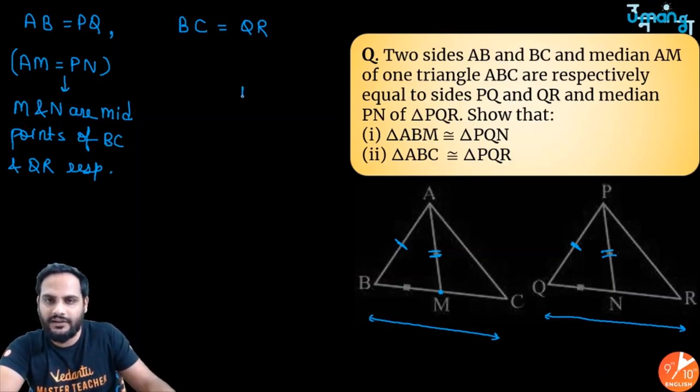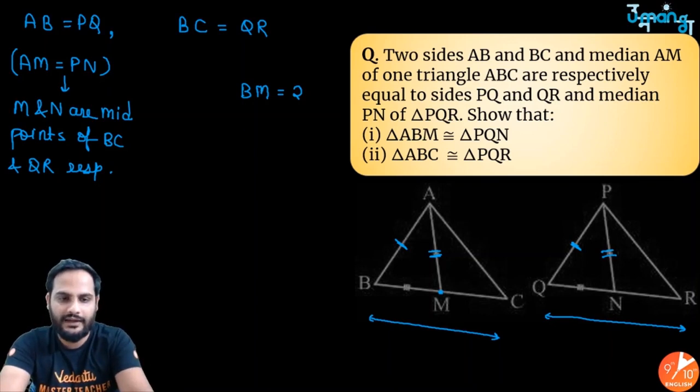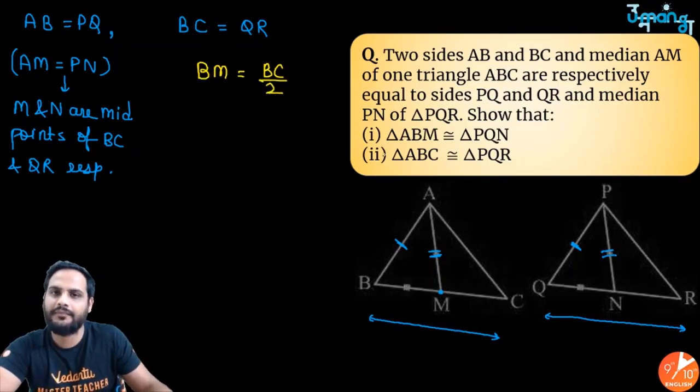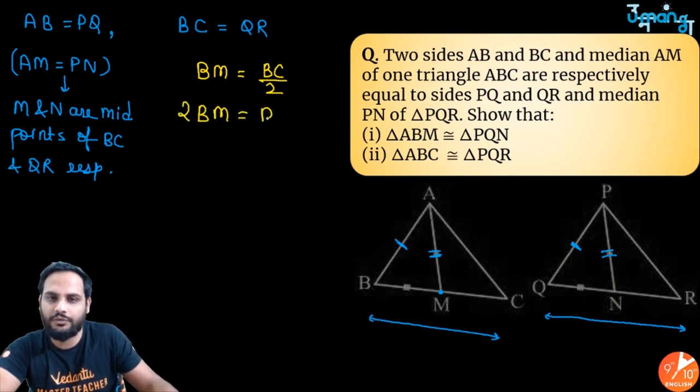So I can clearly say that sir, I can write BM as, since M is the midpoint, I can clearly say that BM will be equal to BC by 2, half of BC, right? So shift 2 over there, so twice of BM is equal to BC.